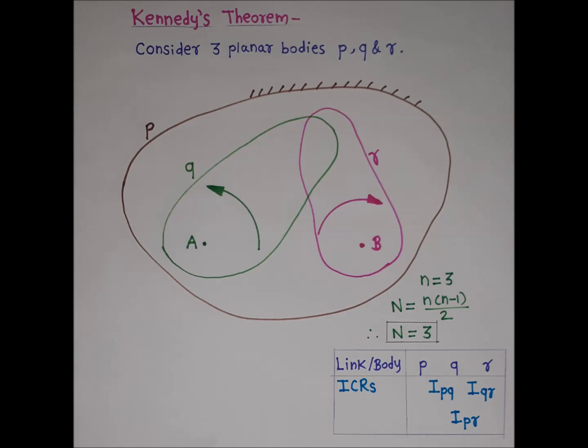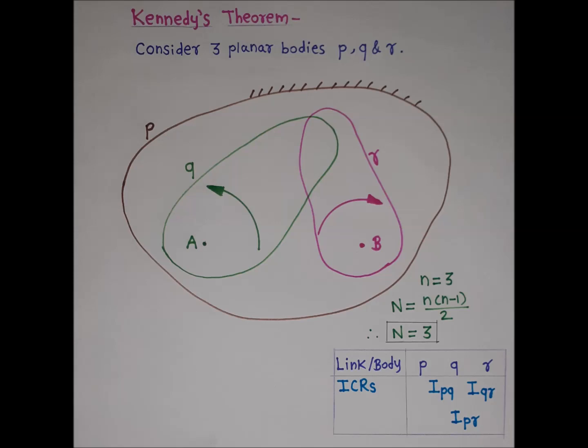Hence number of ICRs will be given by relation n is equal to n into n minus 1 divided by 2. But number of bodies or links is 3, therefore number of ICRs n will be equal to 3 into 3 minus 1 divided by 2, therefore number of ICRs n will be equal to 3. Now we will write those 3 ICRs.